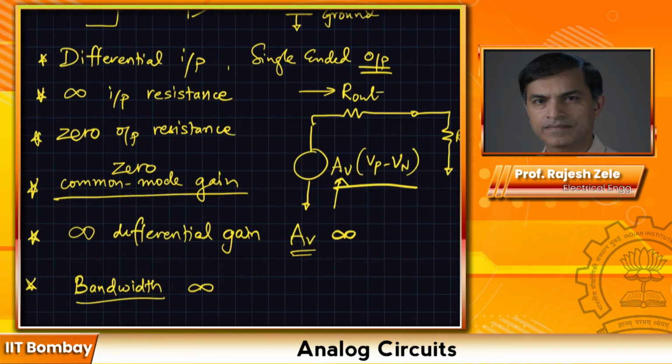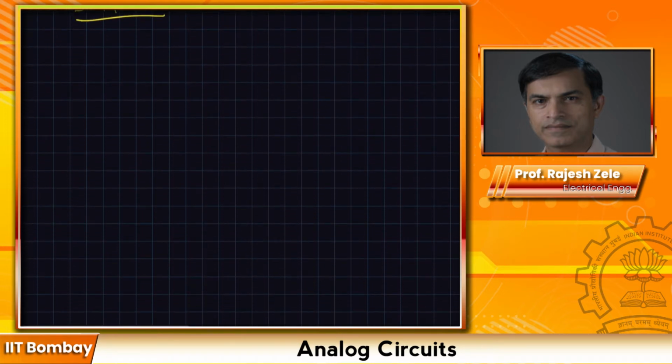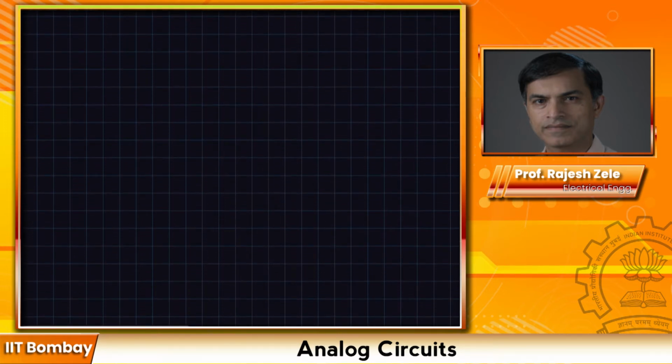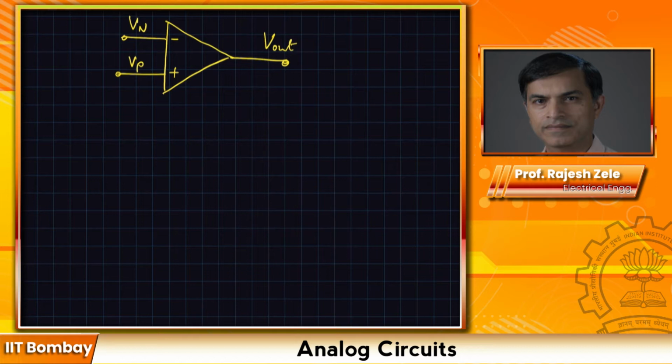So let's do the transfer characteristics of the amplifier. Let me draw the amplifier first. Again, minus and plus. In this particular case, let's just say this is your Vn and this is your Vp. And this is V out. So I'm applying some common mode signal and some differential signal.